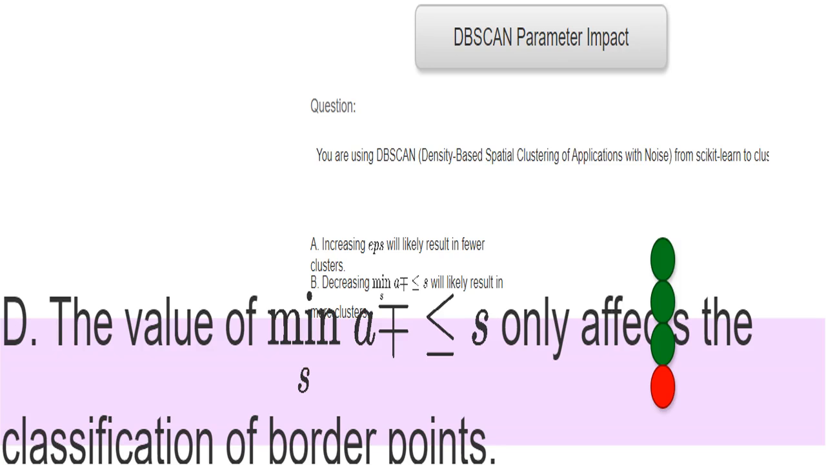Min_samples influences both core points and border points. A point is a core point only if it has at least min_samples points within its eps radius. Border points are within the eps radius of a core point but don't meet the min_samples requirement themselves. So, min_samples affects the core points and that, in turn, affects border points.